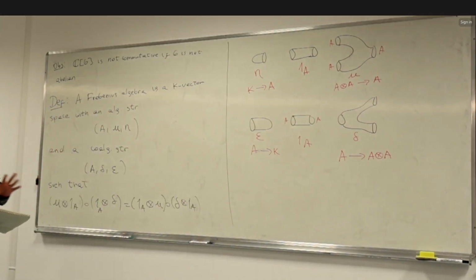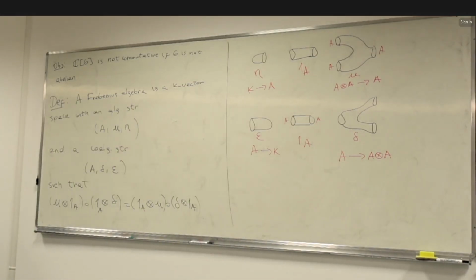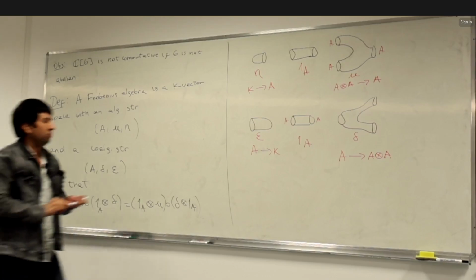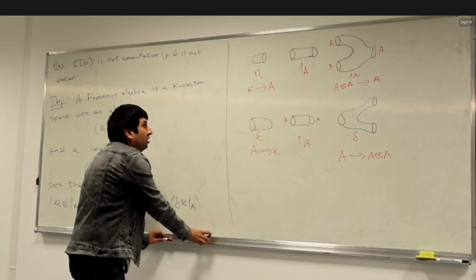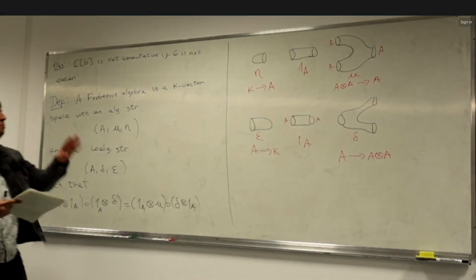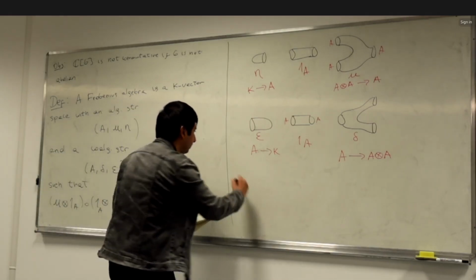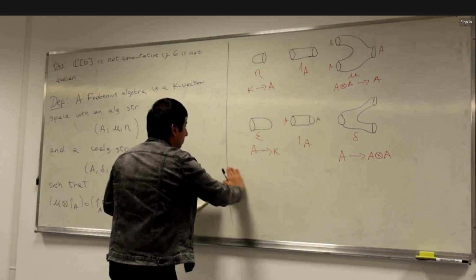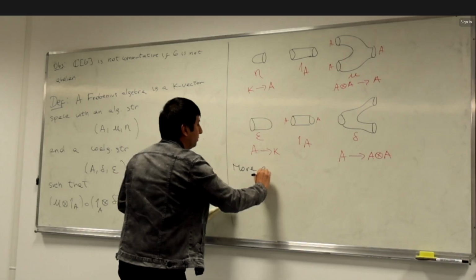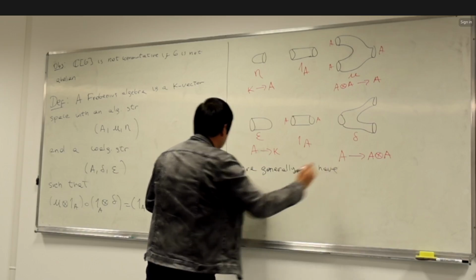Okay, this will be important when, if we have time, I would like to talk quickly about Frobenius topological quantum field theory. So I introduce this in a suggestive way. So in general, more generally, we have the following definition.